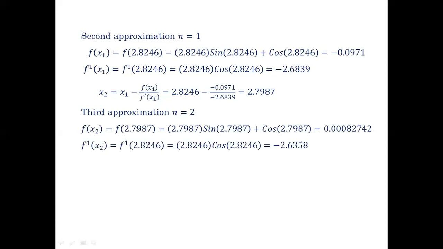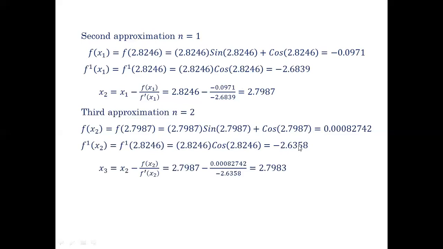Therefore, find f of x2. F of x2 is equal to f of 2.7987, which is equal to x sin x plus cos x. The x place is 2.7987 into sine of 2.7987 plus cos of 2.7987, which gives 0.0082742. Then find f dash of x2. F dash of x2 is x2 into cos x2, with x2 equal to 2.7987. You simplify, so that gives minus 2.6358.